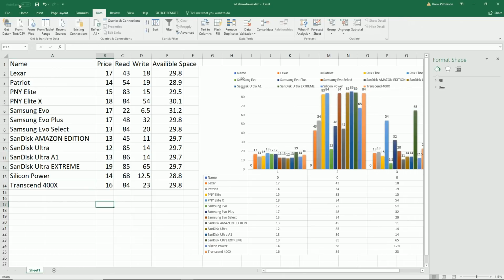Sorting by name here, my go-tos would still be any of the SanDisk Ultras, Samsung Evo Select and Evo Plus, PNY Elite X series, and then I would go for a Transcend. That would be my order. I would probably skip over the Silicon Power because of the available space, probably skip over the Patriot because of the available space, and probably skip over the Lexar and the Evo because of the slowness. But other than that, there you guys go.